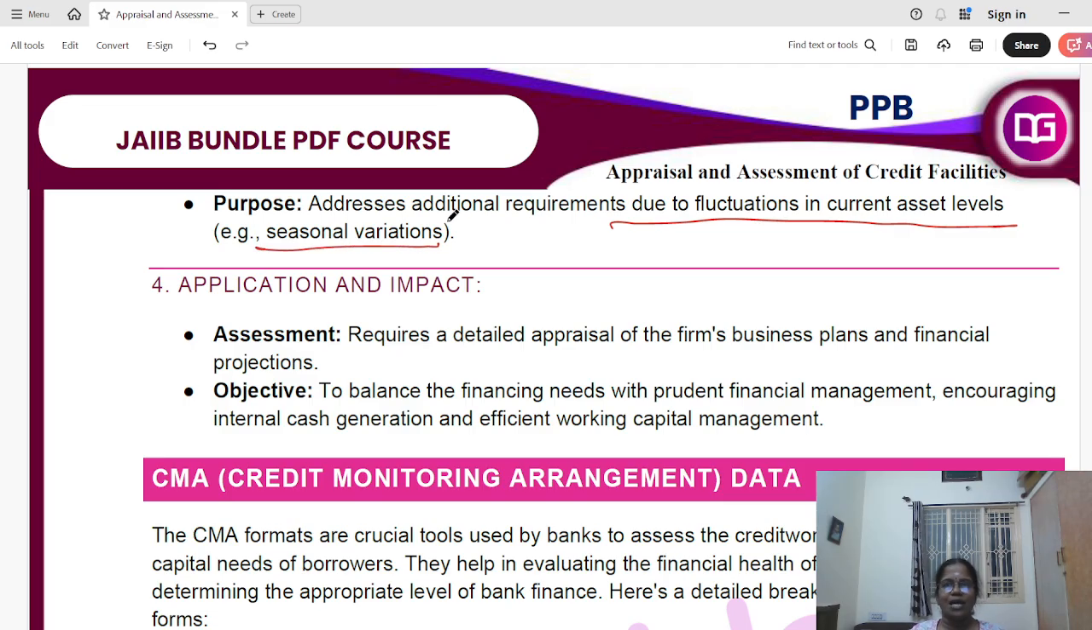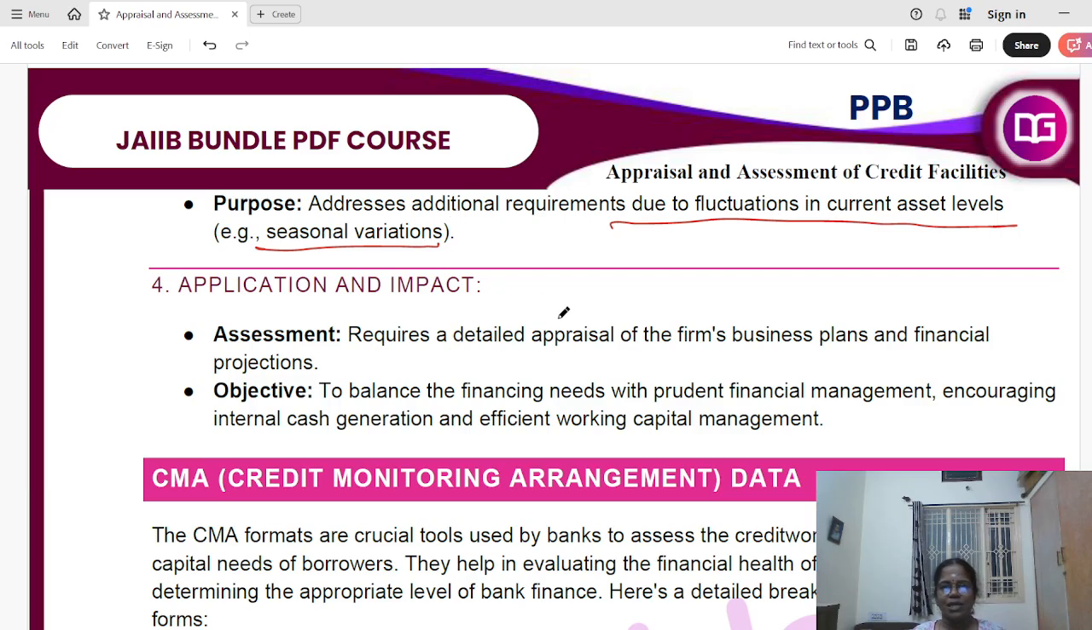Purpose: addresses additional requirements due to fluctuations in current asset level, mainly for the purpose of seasonal variation. As I told you, some of the products are seasonal in nature, in such a case they require more working capital. So when it is the non-season period, the banker provides less working capital. When the season is at peak, that time they will provide a huge amount of working capital.